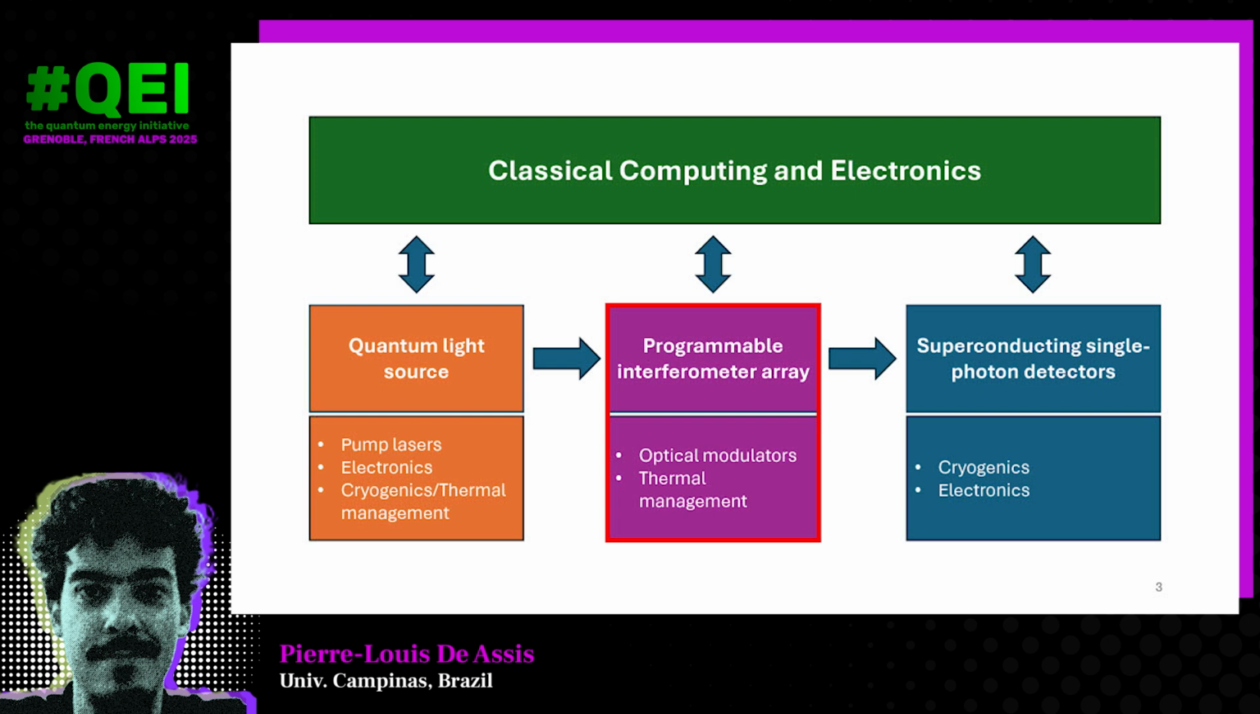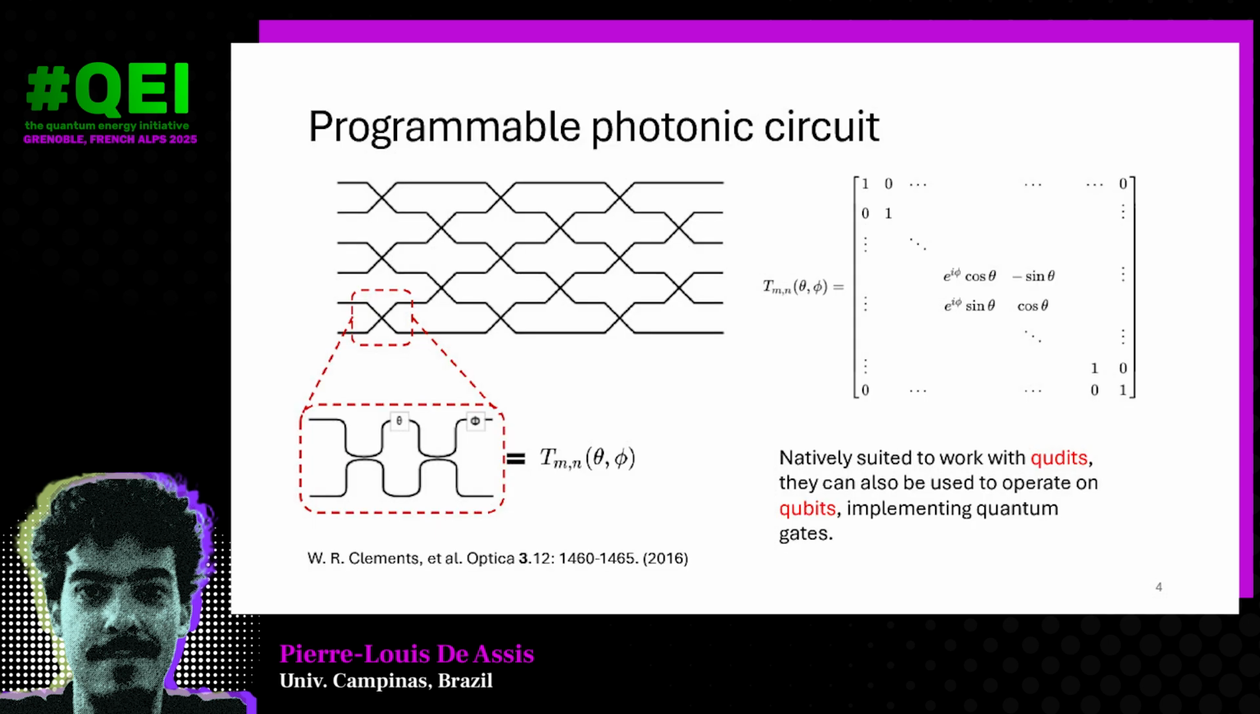array. And what do I mean by a photonic array? I mean this. It's a square array. This architecture was proposed by Clements in 2016. It's a square array of Mach-Zehnder interferometers. Each Mach-Zehnder interferometer has 2 phase modulators that you can set with a voltage, or with a current if you're using thermal modulators. And they are natively suited to work with qubits, because you can use the whole thing as a big qubit state preparator. But you can also program it to work with qubits.